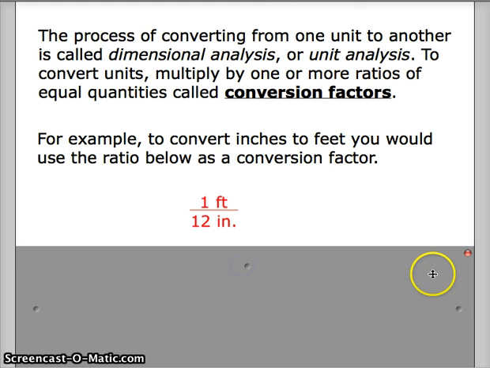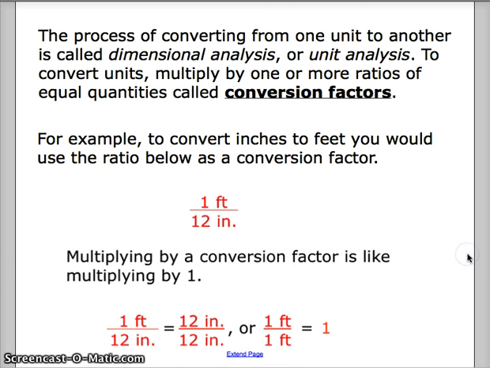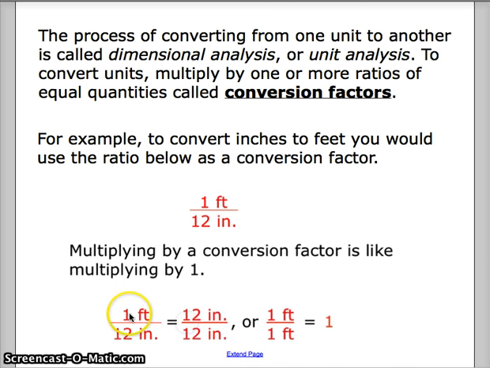So let's look at an example of this. As you can see below, it's like multiplying by one whole. Anytime we have an equivalent conversion factor, this is like one whole because it's the same value. 1 foot is the same as 12 inches.